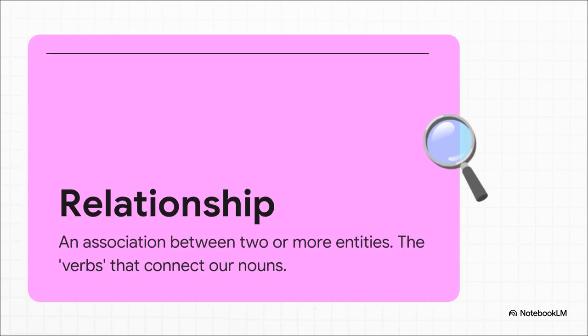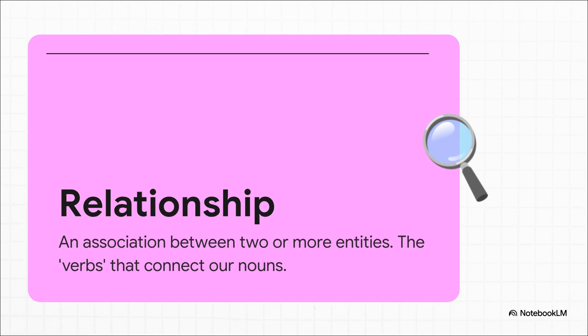Okay, so we've got our nouns, the entities, we've got our adjectives, the attributes. What are we missing? The verbs. Relationships are the connections, the associations that link our entities together and show how they interact.